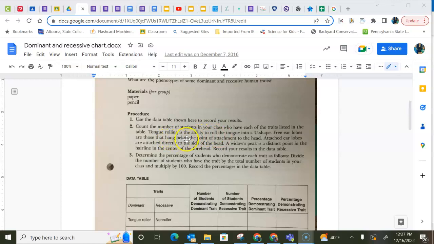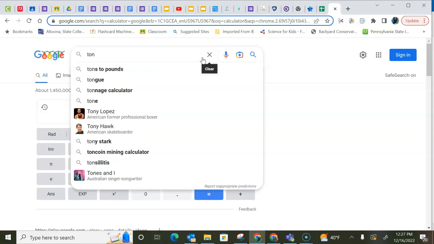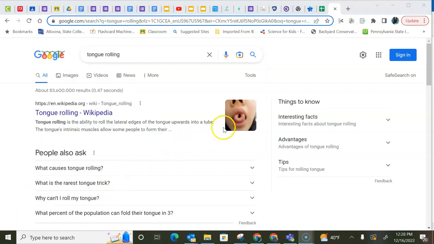Tongue rolling is the ability to roll the tongue into a U shape. So here you can see that this girl can roll her tongue into the nice U shape.